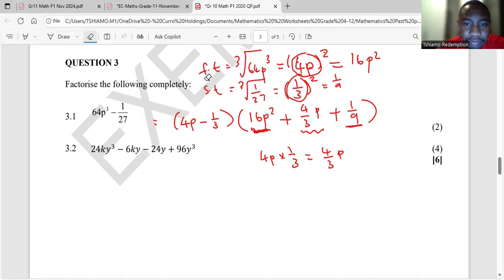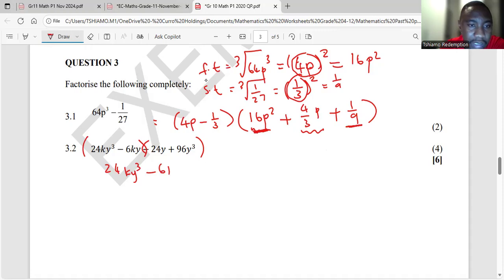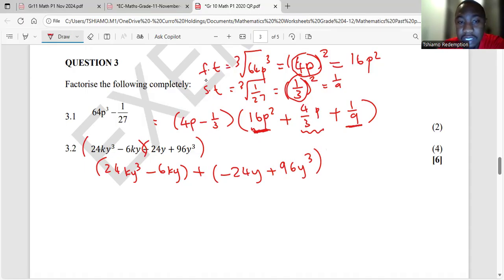Now let's look at this one. Okay, this one, you have to group. You have to put the terms together. So let's check. What are we going to do there first? Okay, firstly, I would put this together and put that together. Let's see how much we get. So 24ky^3 minus that ky, and plus here I have a negative 24y. So I just group them as I see them.